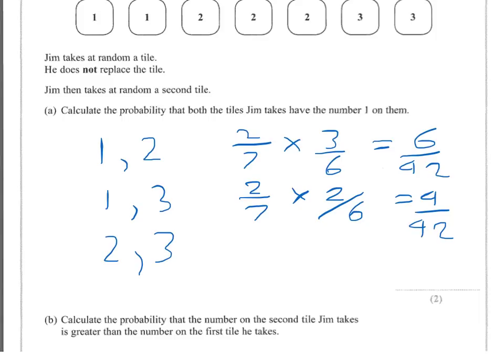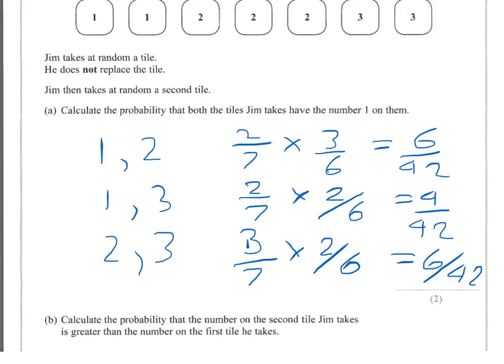Finally the 2 and the 3, well you've got 3 out of 7 chance of getting a 2 on the first pick times 2 out of 6, getting a 3 on the second pick, and that comes to 6 out of 42.